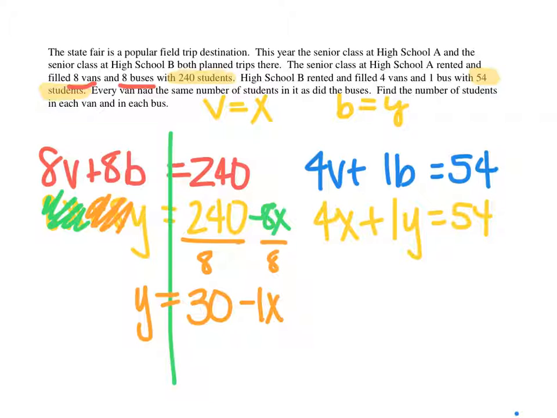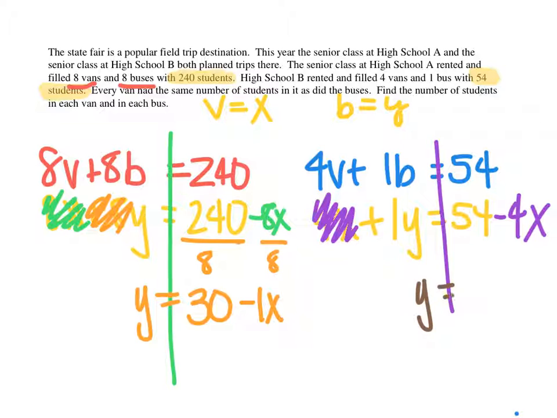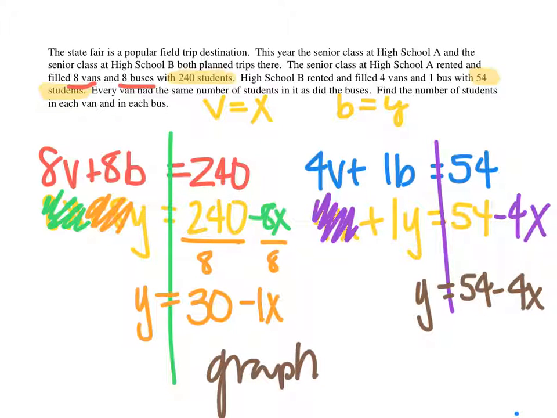So then I have my second equation, which again I need to solve for y. So my 4x needs to move to the other side. So I'm going to minus 4x because it was positive on the left. It's going to be negative on the right. And then now technically y is by itself because there is a 1y there, and that's all I need in order to get y by itself. So y equals 54 minus 4x. At this point, we would need to graph these to find our solution.